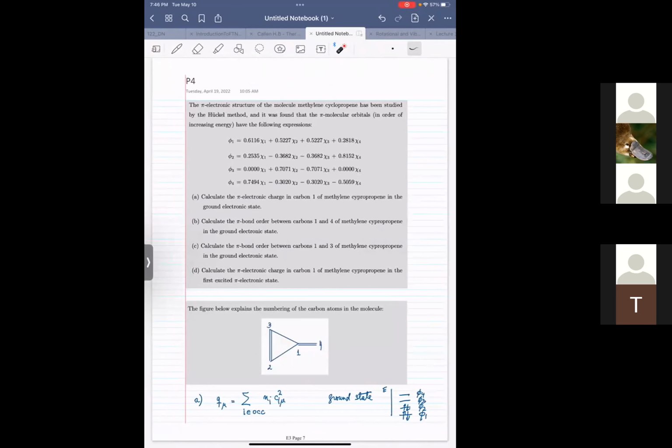The pi electron structure of the molecule methylenecyclopentane, which is this molecule here, has been studied in Hückel theory and is found to have pi molecular orbitals in increasing energy with the following expressions. Calculate the pi electron energy in carbon 1 of methylenecyclopentane in the ground electron state.